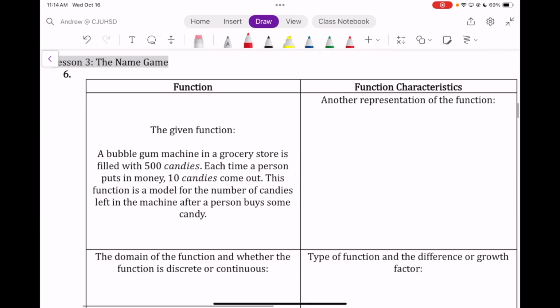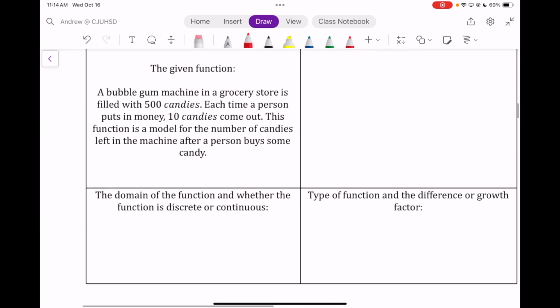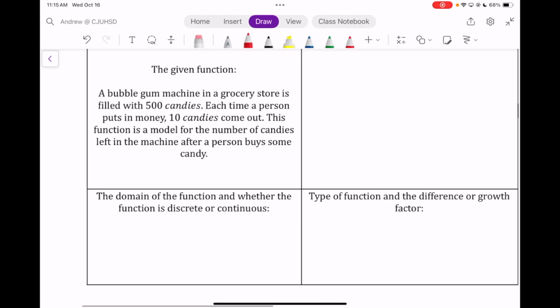Let's contrast that here. Here's a function in words about a bubblegum machine. It's filled with 500 candies, and a person puts in money and 10 candies come out. This function is a model for the number of candies left in the machine after a person buys some candy. You could represent this as a table. In fact, let's not use x. Let's use n and f of n.